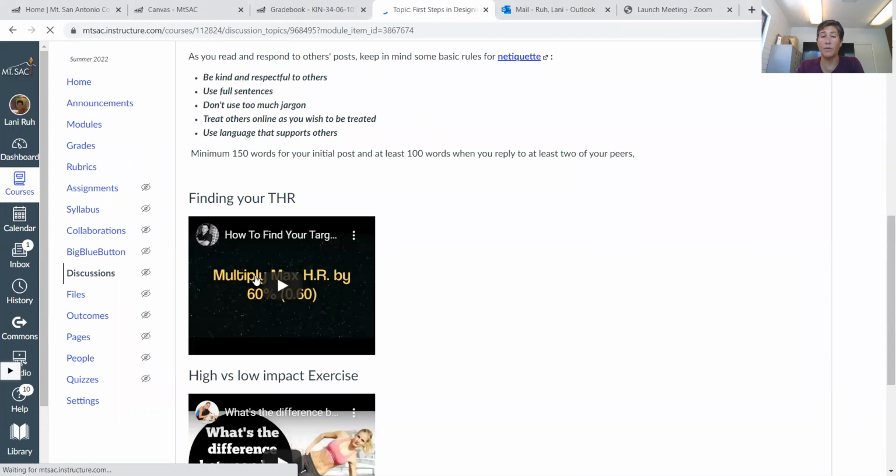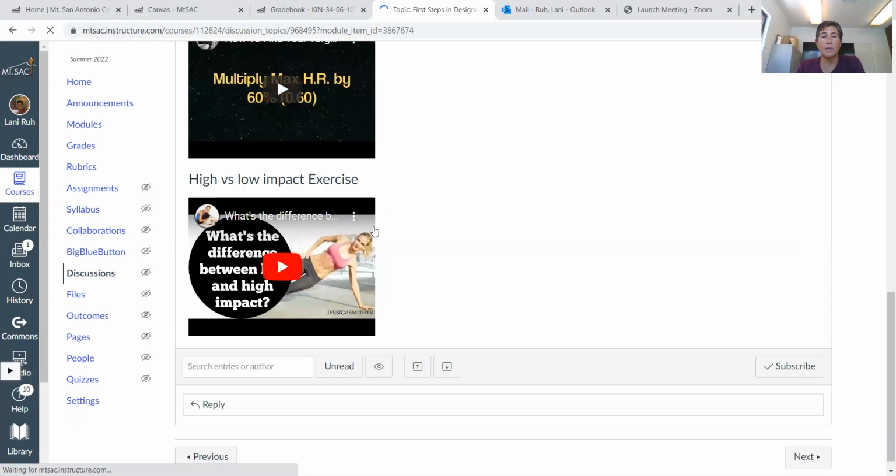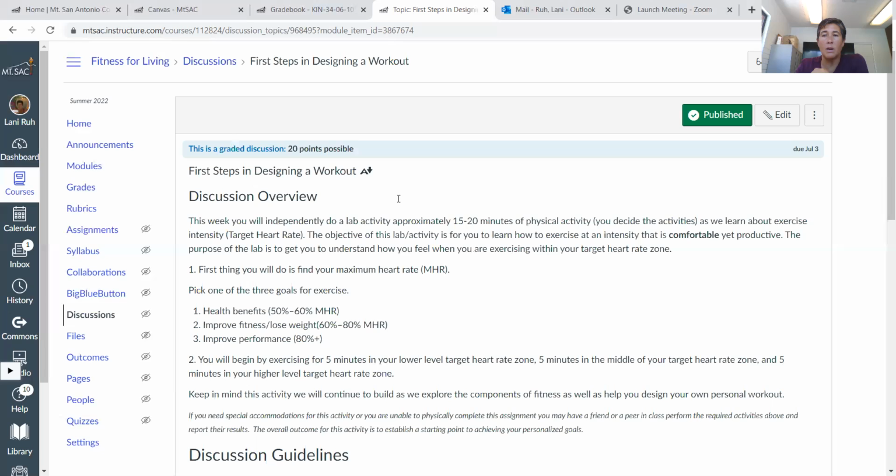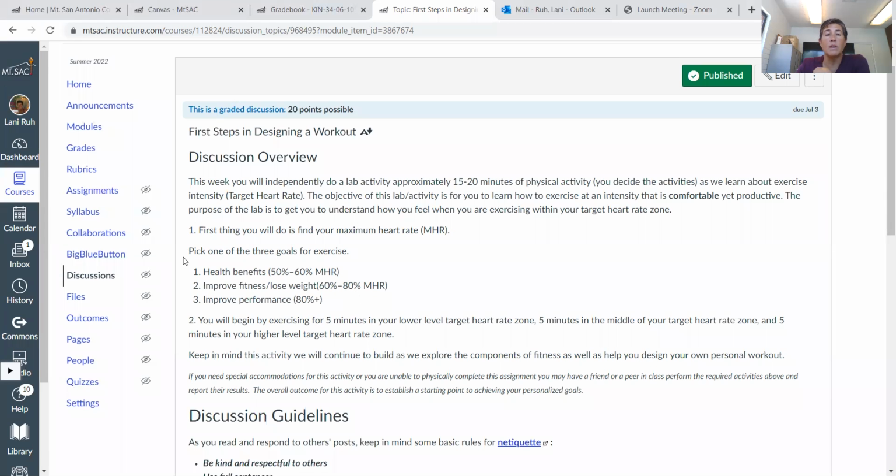finding your heart rate first. Okay, high impact exercise versus low impact, and we'll kind of go from there. So make sure that you have, and you can do this in a variety of ways. You could set this as a table, and I'll put some examples in there for you. But there's a formula, find your maximum heart rate, and then you'll want to pick one of the 3 goals. So either health benefits, improve fitness, or improve performance as far as what your health goals are.